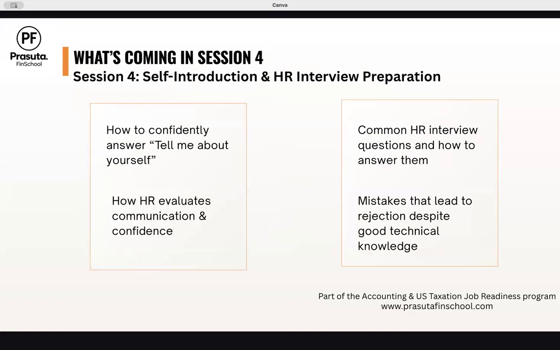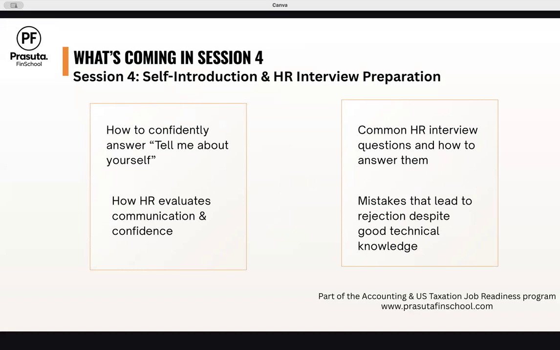So that was all about how to clear the US tax interview, the areas of questions you might expect, and what you should be avoiding while attending or preparing for the US tax consulting interviews. So in the next session we will be learning more about self introduction and HR interview preparation.